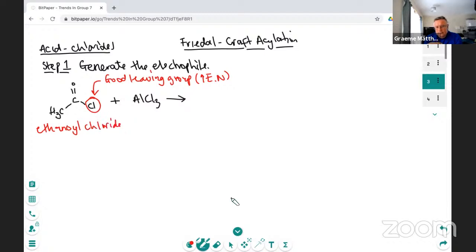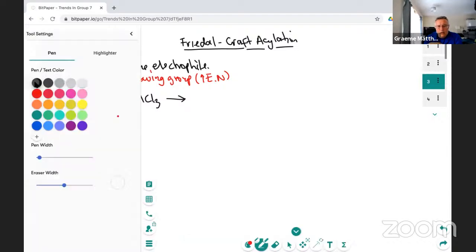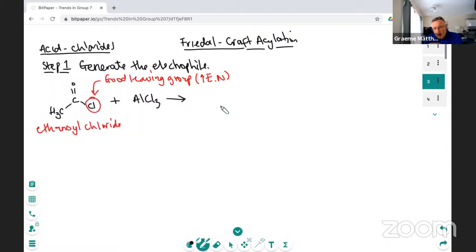Now, what you end up getting, if I turn this back into black ink, is this: you end up getting the acyl ion, okay? So I've got to draw it like this. I'll try to be a little bit neater than that. Hold on. Like this. Look, I've got to draw it like this. Okay. Because I wanted to show that I've taken the chloride out completely.